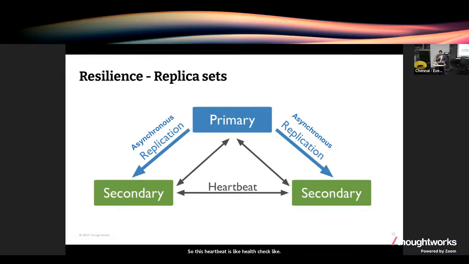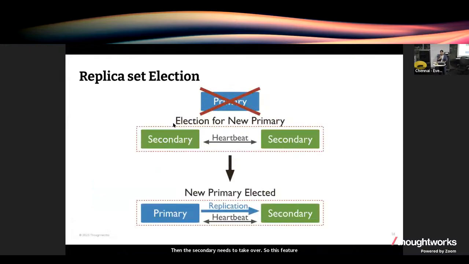And if one of them goes down, majorly if the primary goes down, then the secondary needs to take over. This feature is automatic in MongoDB. If the primary goes down, an election is held for the new primary. So the next eligible secondary will be elected as the primary. Now this node becomes the new primary and the replication will happen between these two. So this is how the replication happens, and also how the election happens when the primary goes down.